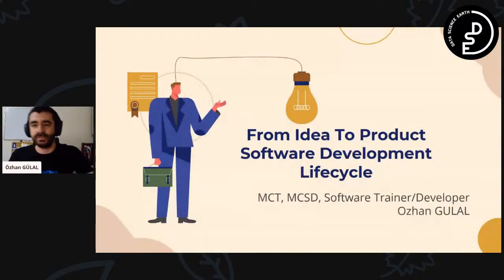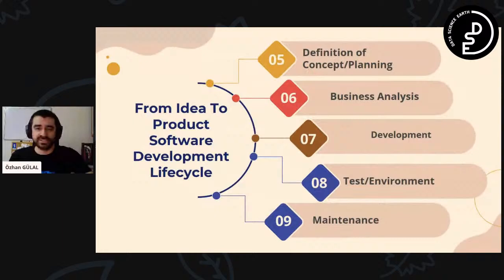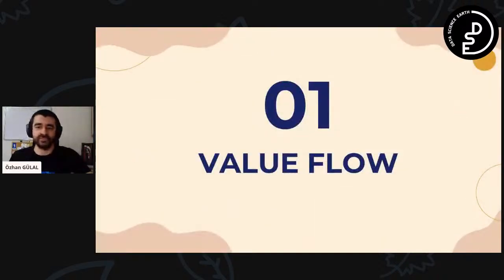Hello everyone again. Today, as we said before, from idea to product, the software development lifecycle, we are going to inspect nine different stages: value flow, fuzzy front end, create an idea, examination, evaluation, elimination of the idea, definition of concept and planning, business analysis, development, test environment, and the last one, maintenance. We're going to start with value flow.